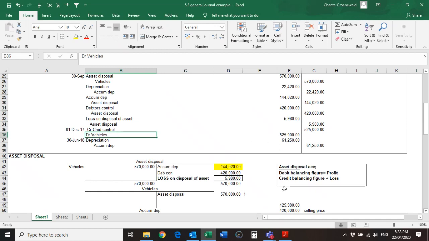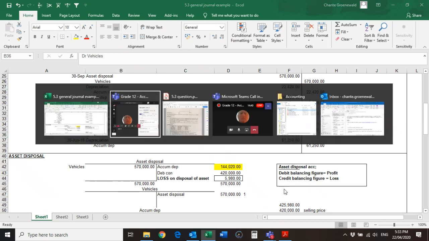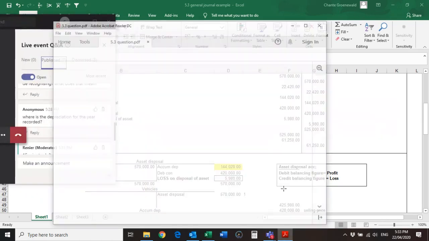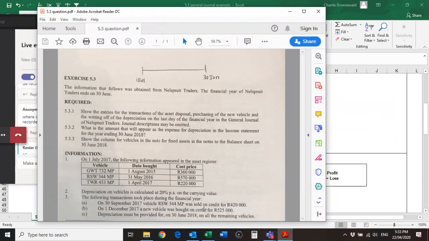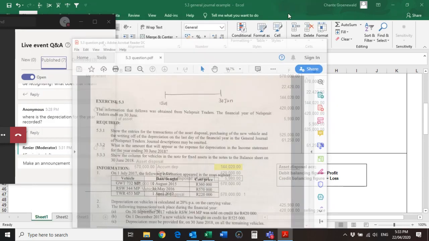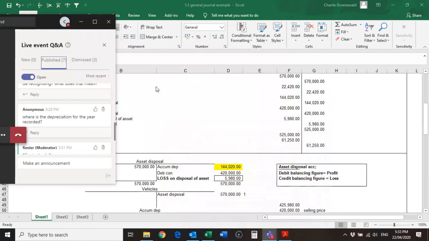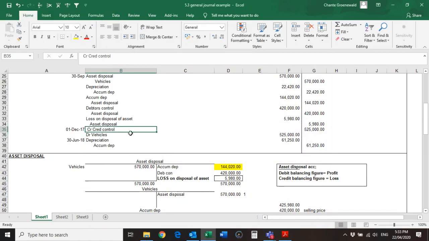So what did I debit? I debited vehicles with the actual cost price. And I bought it on credit, another key feature. Credit needs to trigger something. So can you see my liability is going to increase? My creditors control is going to increase. That means my 525,000 is going to be written on my credit side. Okay, so now I've accounted for that.